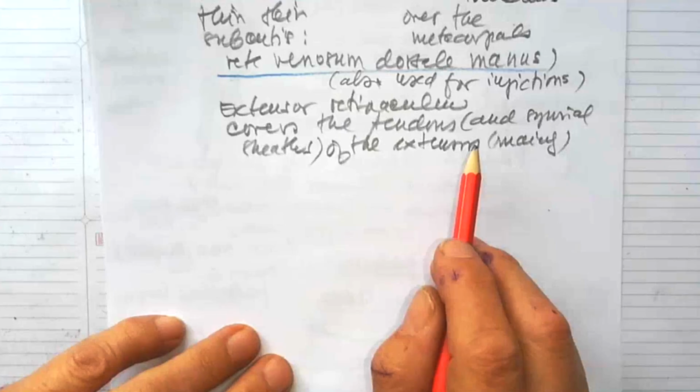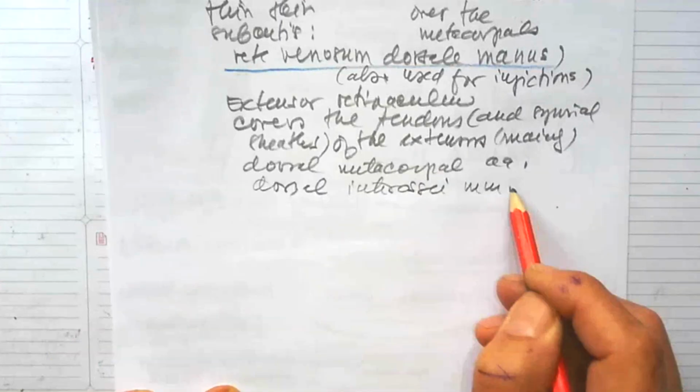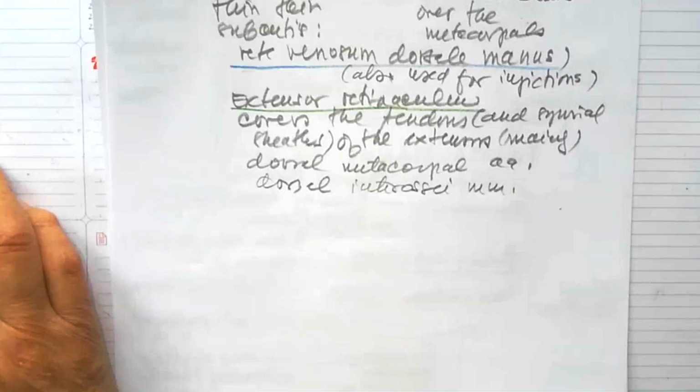Then deeper are the dorsal metacarpal arteries. Metacarpal, the same will be metatarsal on the foot. And then the dorsal interossei muscles. So this is relatively easy. Extensor retinaculum, and this could be also dorsum manus. Dorsum manus is not so complicated.